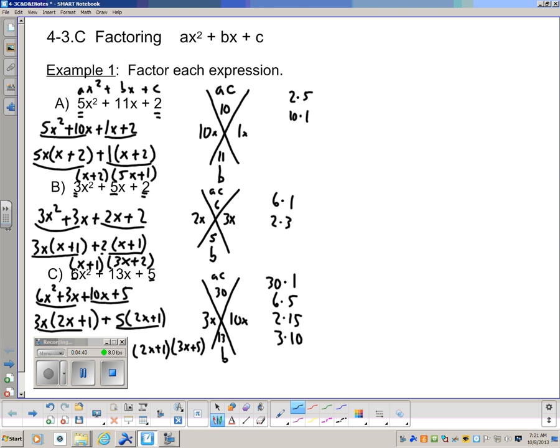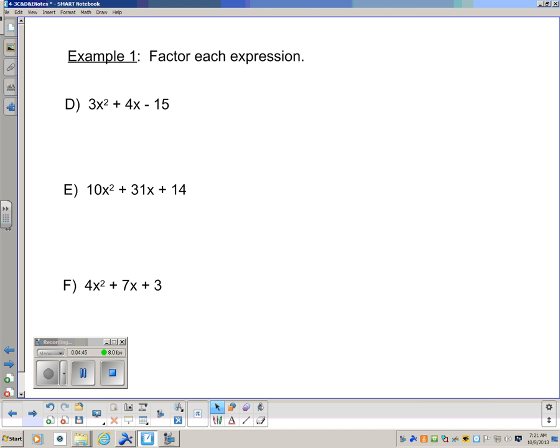So there it is, factored. So a little bit more practice with those. Let's try a few more of those, make sure we have it down. Multiply to give us AC, add to give us B. And again, I'll write this right above here so we can see it.